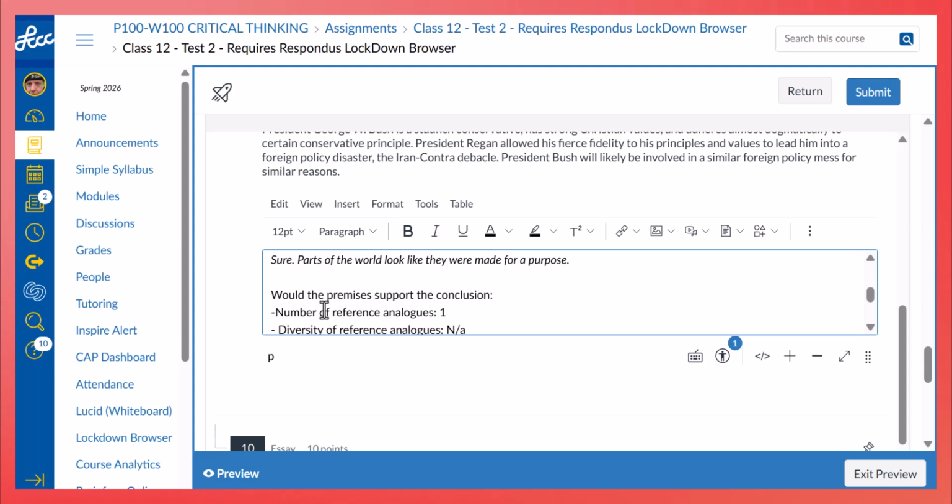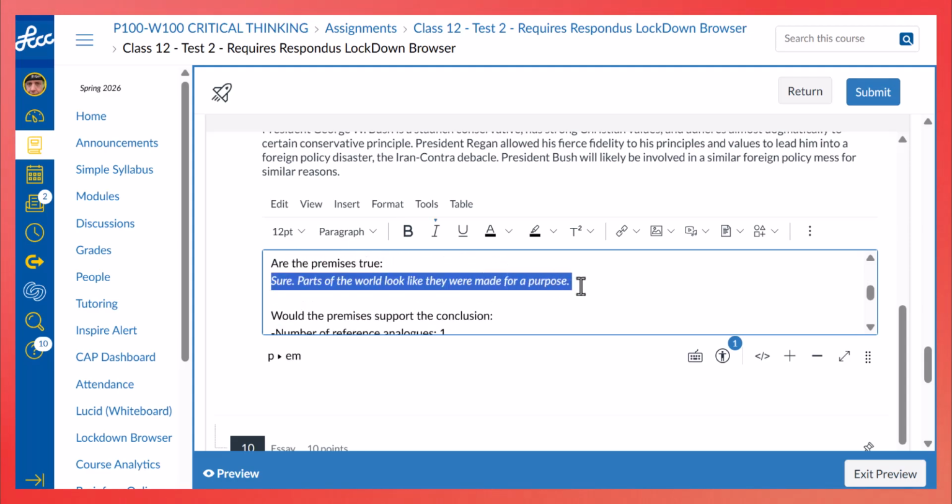Okay, so are the premises true? And oh, I wasn't consistent with the italics. I wouldn't take off points if you're not consistent with that sort of thing, so don't worry about it. So I'm going to say yes.